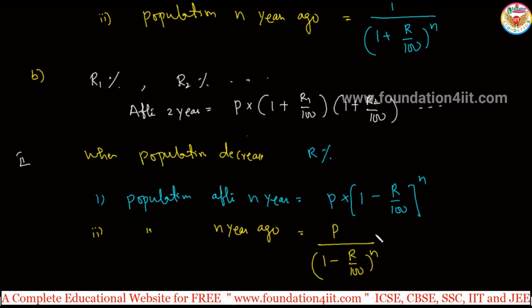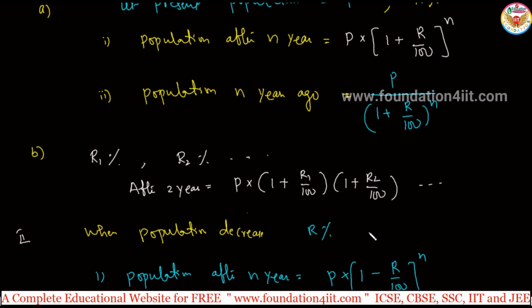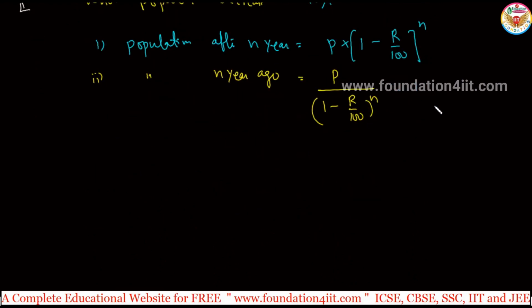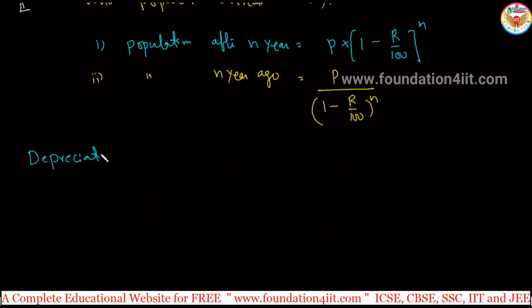Okay, so these types we can apply: when increasing, plus; decreasing, minus. After n years we take it like this, but for n years ago, 3 years ago, 5 years ago, it is P by (1 plus r by 100) all power n. Same way, plus means increasing, minus is decreasing. You notice that. And depreciation is nothing but the same as increasing or decreasing of population. This also is decreasing, right? Reducing.